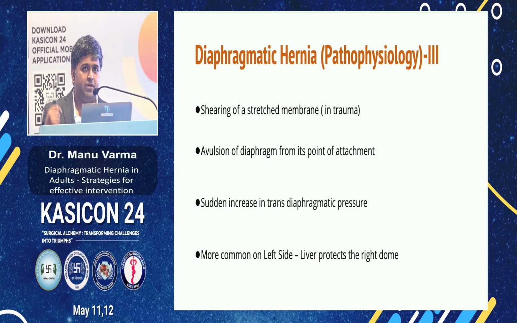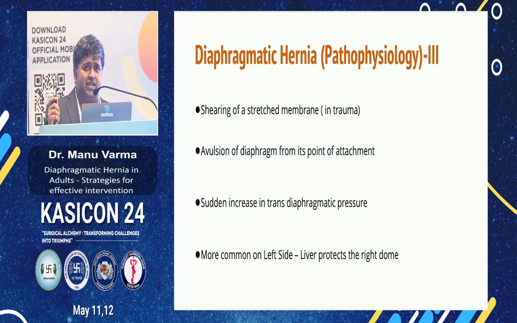Okay. So what happens during trauma? There is a shearing of the stretched membrane diaphragm, and the diaphragm gets avulsed from the points of attachment. And there is a sudden increase in the transdiaphragmatic pressure. Normally, we know the intrathoracic pressure is somewhere between -5 to -10 centimeters of water, and within the abdomen it is between +5 to +10. So there is a thoracoperitoneal pressure gradient of anything between 10 to 15 centimeters of water. During this trauma, this gradient can go up to 1000 centimeters of water.